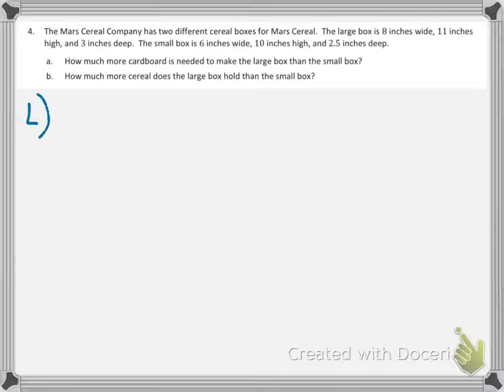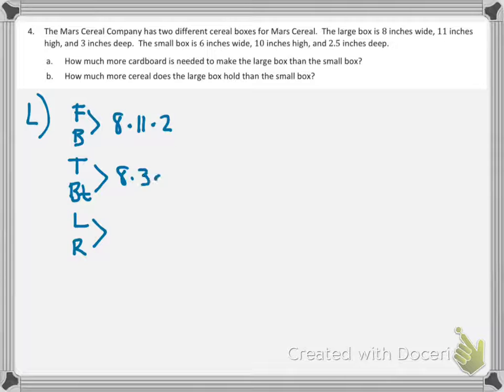The large box is going to have a front, back, a top and a bottom, and a left side and a right side. Front and back are going to be the same. The top and bottom will be the same. The left and the right will be the same. Let's go 8 by 11, and there's 2 of those. Then an 8 by 3, and there's 2 of those. And then an 11 by 3, and there's 2 of those.